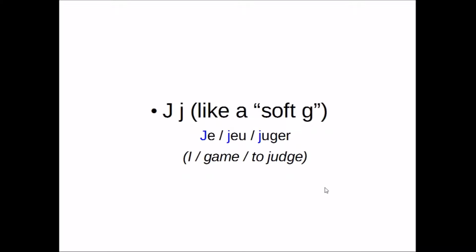So the next letter now is J in English, which is said J in French. It's pronounced exactly the same way as a soft G. So you say je, meaning I. You say jeu, meaning game. So it's the same pronunciation for these ones, but the spelling is different. And you say juger, like to judge.